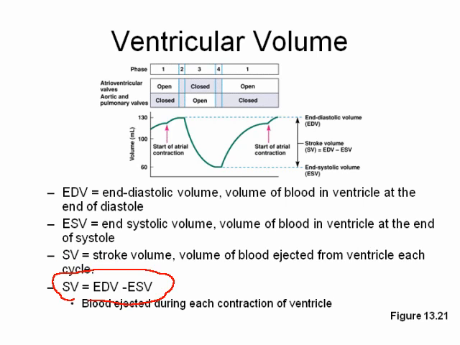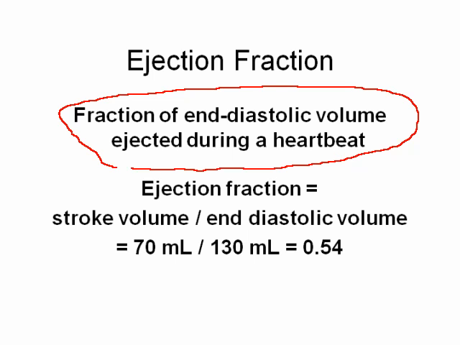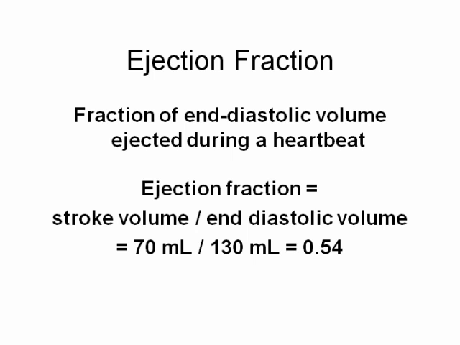And it is calculated by taking the end diastolic volume and subtracting the end systolic volume. This is the amount of blood ejected during each contraction of the ventricle. Which leads us to the concept of ejection fraction. What fraction of the end diastolic volume was ejected? So it's the fraction of the end diastolic volume that is ejected during a heartbeat or during a cardiac contraction.